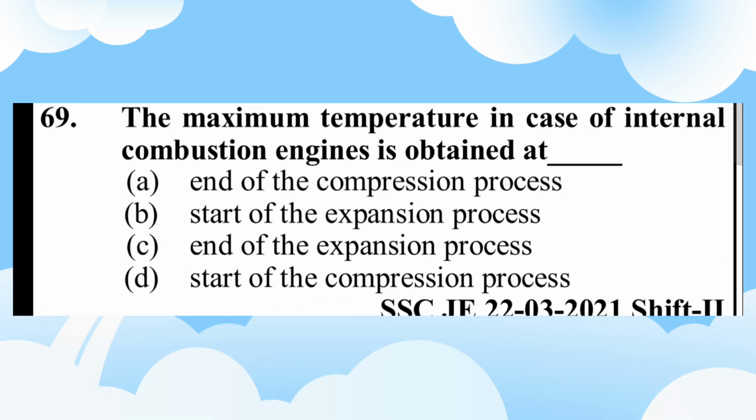Question number 69. The maximum temperature in case of the internal combustion engine is obtained at A. End of the compression process, B. Start of the expansion process, C. End of the expansion process, D. Start of the compression process. Maximum temperature attained is at the start of the expansion process.